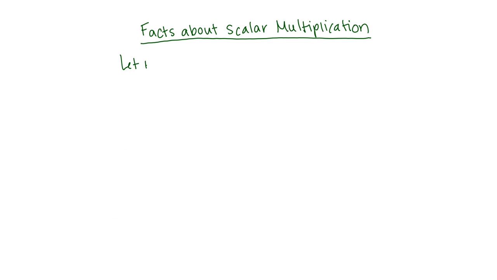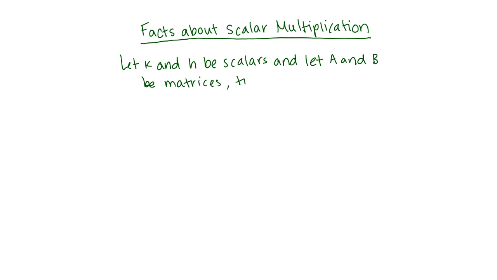Here are some facts about scalar multiplication. For these facts, let's go ahead and let k and h represent any scalars. So like the number 4 and 7, or negative 1 and 3. So just any constants, or they could even be decimals or fractions. And we'll let A and B be any two matrices. So we use capital letters often to denote matrices.